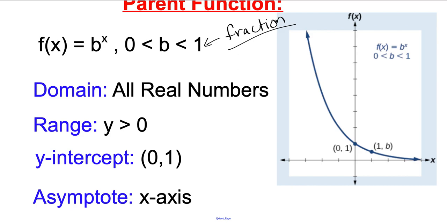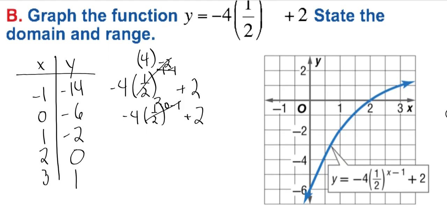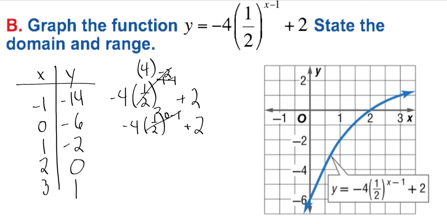Okay, so if we go back to the other one, throw that up there, we're going to figure out where the asymptote is going to be. So we look back here, +2 is our asymptote, and so we are approaching that.